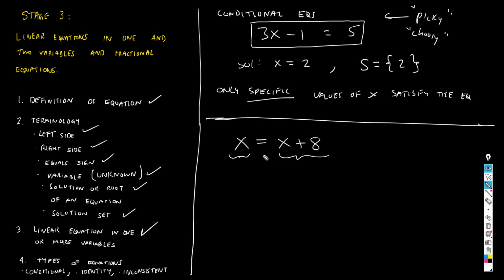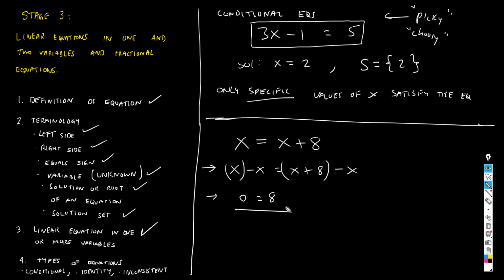But this is an inconsistent equation because when you try to solve it, let's see what happens. For example, I can subtract x from both sides. So I'm going to get x minus x equals x plus 8 minus x. You see, I'm just subtracting x from both sides. And what you're gonna get is 0, x minus x is 0, and then x minus x is gonna be 0 plus 8 is gonna be 8. So you're gonna get something like this, guys. Look at this: 0 equals 8.